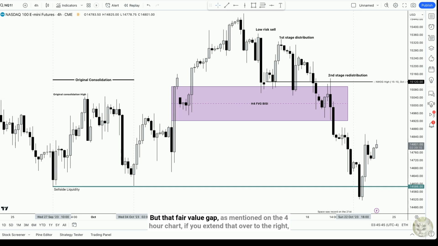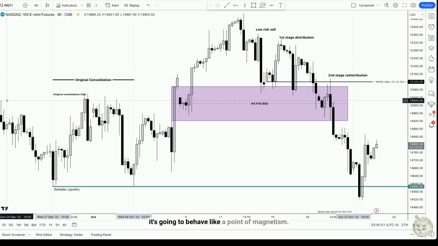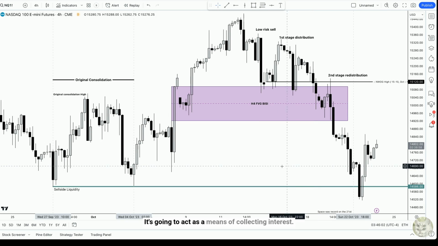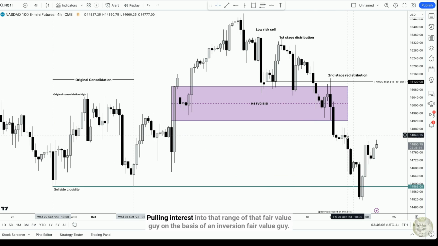But that fair value gap that I just mentioned on the 4-hour chart, if you extend that over to the right, it's going to behave like a point of magnetism. It's going to draw price into it again. It's going to act as a means of collecting interest, pooling interest into that range of that fair value gap on the basis of an inversion fair value gap.